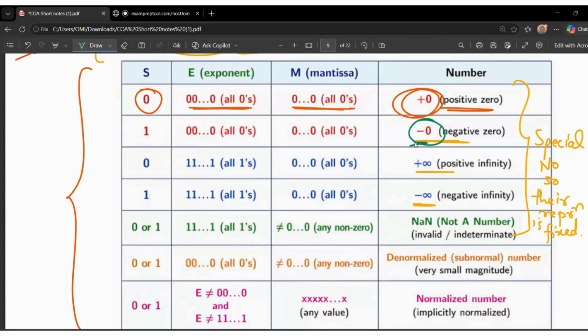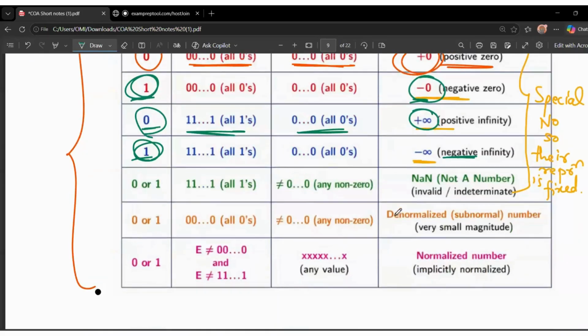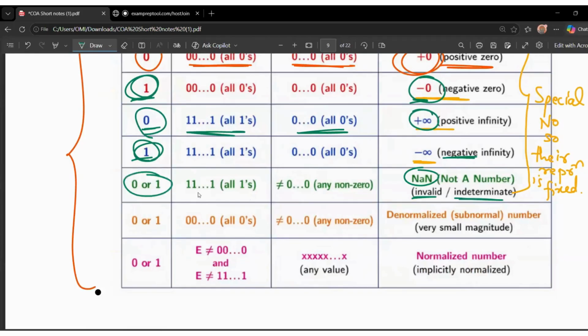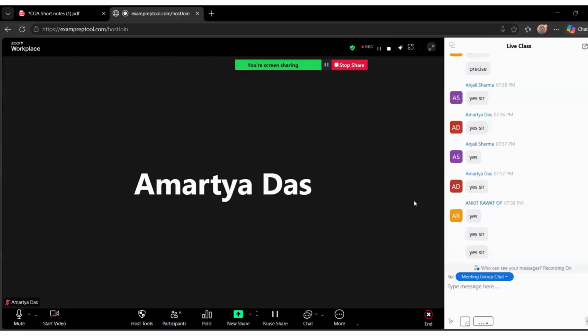Now, if you want to represent minus 0, what do you have to do? Just change the sign bit. Now, to represent positive infinity, sign will be 0 because it is plus, exponent will be all ones, mantissa will be all zeros. For negative infinity, just change the sign bit. Now, to represent not a number, if it is either invalid or indeterminate, sign can be either 0 or 1, exponent will be all ones, mantissa will be any non-zero.